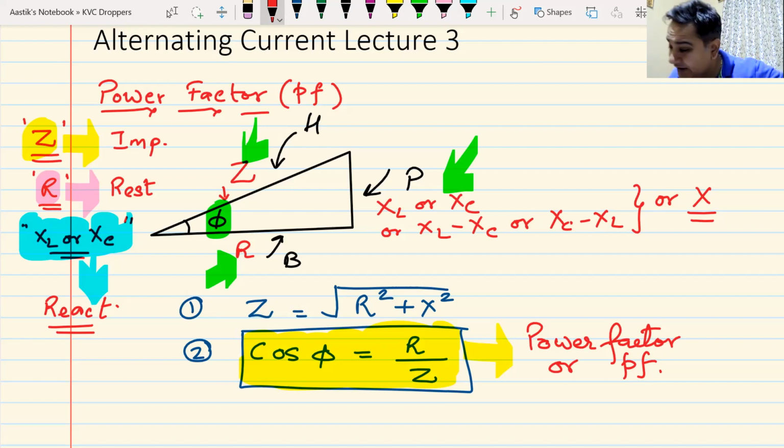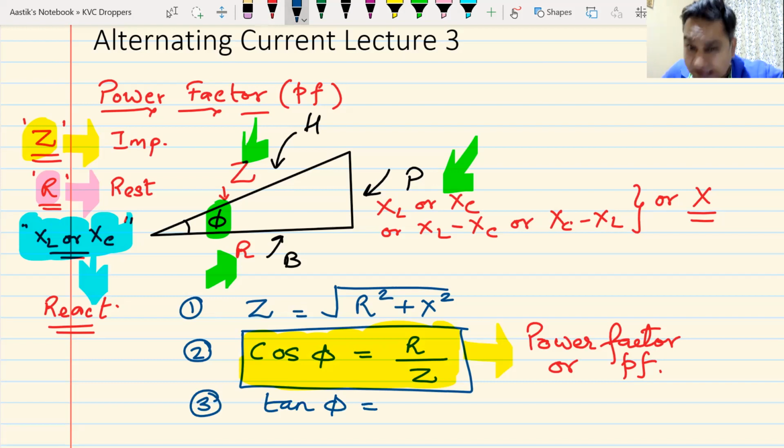The other important thing is tan of this phi, because in most cases we'll be dealing with either cos of phi, which is the power factor, or tan of phi. You can easily find that tan of phi is perpendicular divided by base, so it will be equal to X divided by R. That will be your tan of phi.